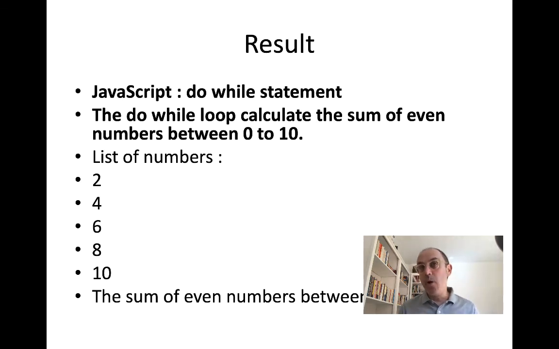So basically what I did was execute the idea of a loop in a calculation, the sum of even numbers between 0 to 10, and the list of numbers. Basically, the sum of even numbers between 0 to 10 is equal to 30.